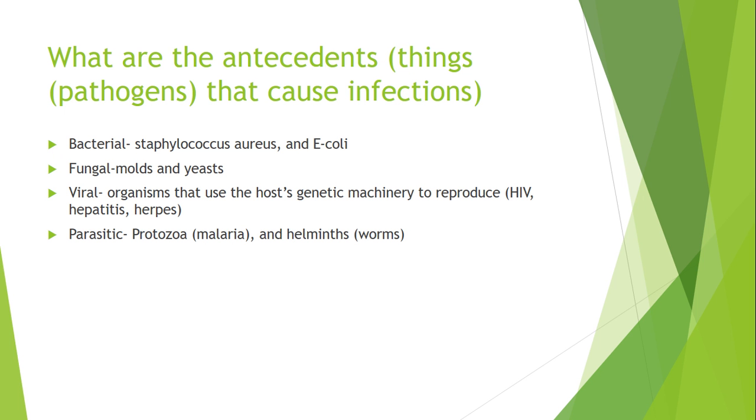So we look at our pathogens. The main ones that we have here are the bacterial, so that can include things like Staphylococcus aureus or E. coli. We have fungal, which is your molds and yeasts. Anything viral, which could be organisms that use the host genetic machinery to reproduce. So this would be things like HIV, hepatitis, herpes. And then we have the parasitic, which is like the worms and stuff. And so having a clear understanding of those, knowing those before you learn more about infection and how we can prevent infections is very key.